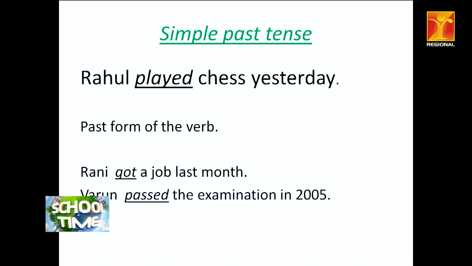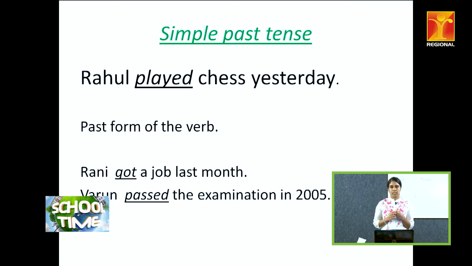See, Rahul played chess yesterday. It is very clear that he played chess yesterday. He finished playing chess yesterday. This is an example of simple past tense, which shows the action happened in a past time. It took place in the past.